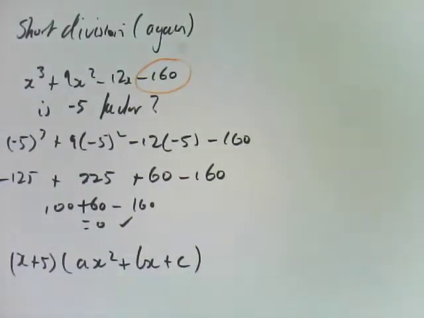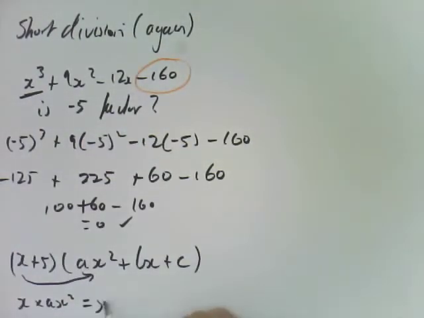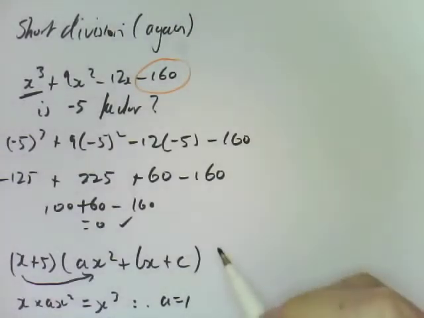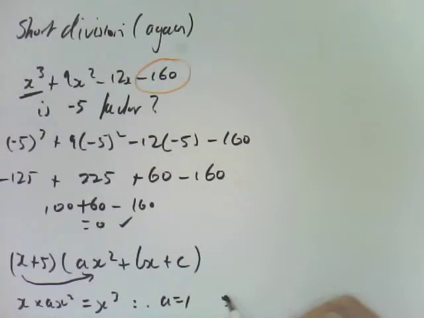Okay, now we start doing the whole short division thing again. First thing we want to find out is a. To find a, we know that x times ax squared must equal x cubed. Right, therefore a equals 1. Okay, second bit we're trying to find is c. So we know 5 times c must equal negative 160, therefore c is negative 32. Okay?